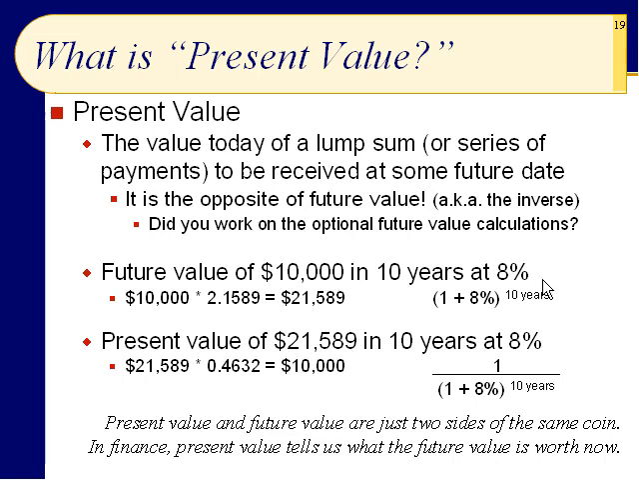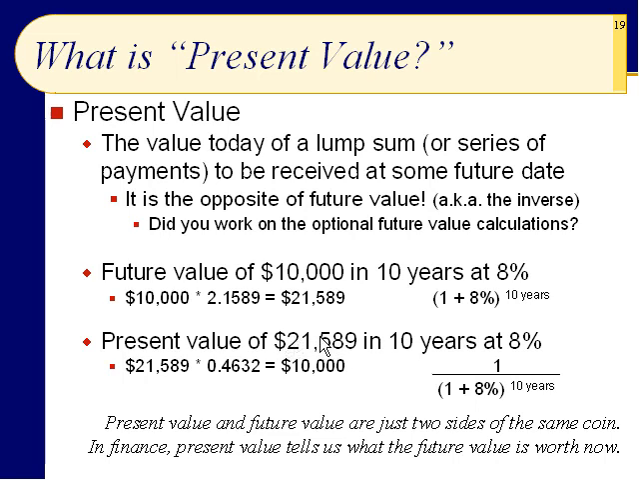So the future value of $10,000 in 10 years at 8% is equal to $21,589. Here's the future value multiplier, and there's the formula. So if we had $10,000 today, in 10 years, if we get 8%, we're going to have $21,589.